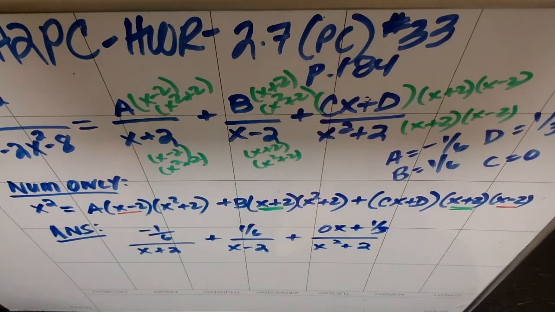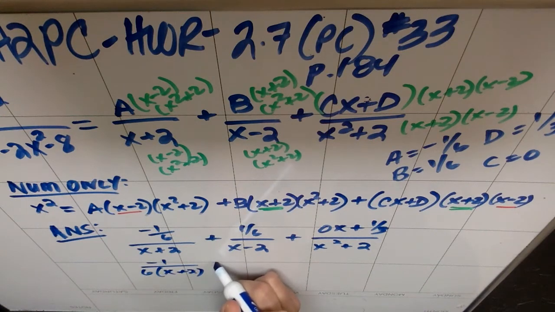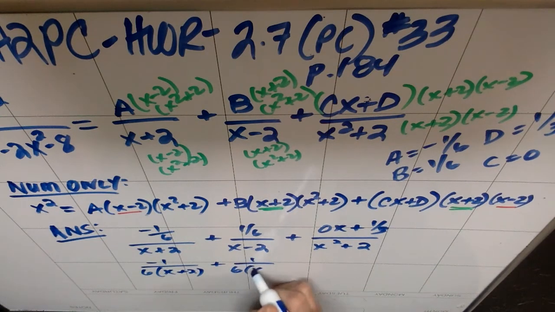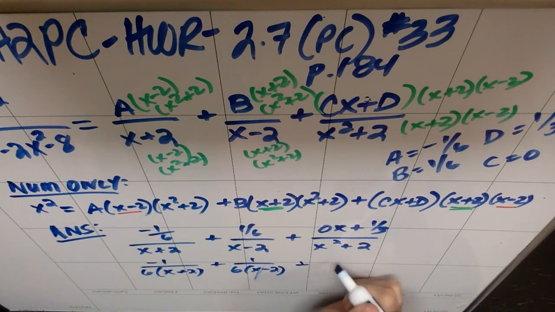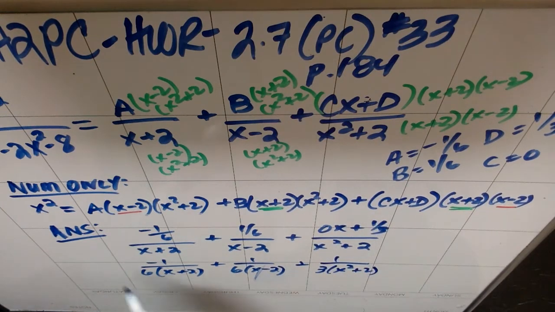Now, so here's the deal. You shouldn't leave a fraction in your fraction, so what you should do here is put these 6's on the bottom. So you should make this a negative 1 over a 6 times the quantity x plus 2, right? Plus a 1 over the 6 times the quantity x minus 2, my bad. Sorry, minus 2, right? Plus a 1 over a 3 times this x squared plus 2. Now, that answer is totally fine.